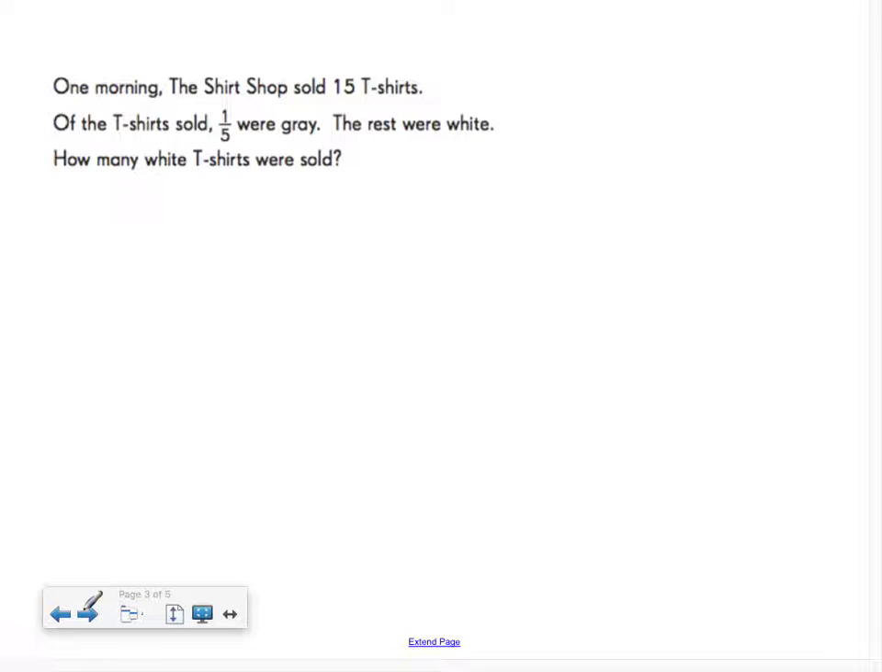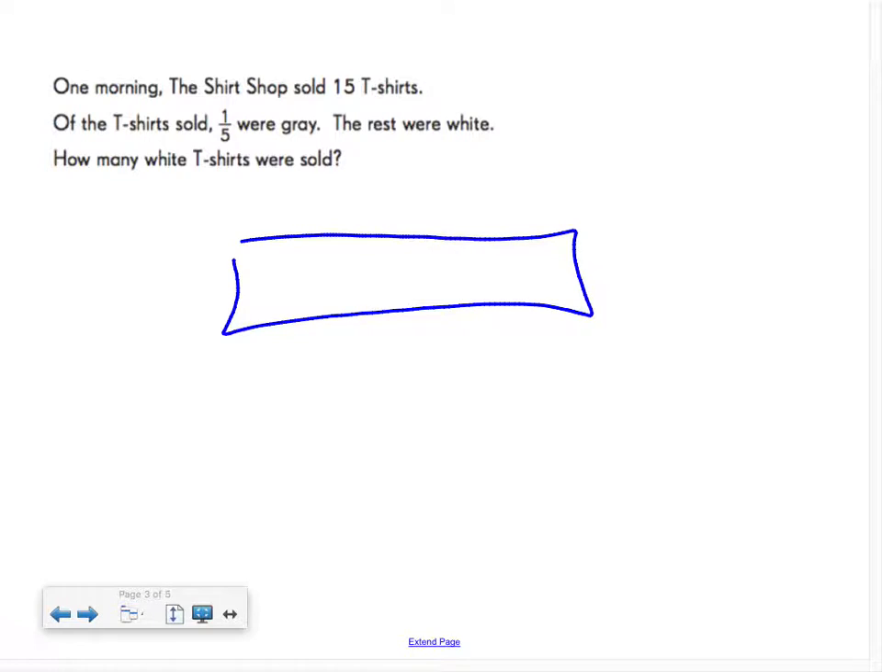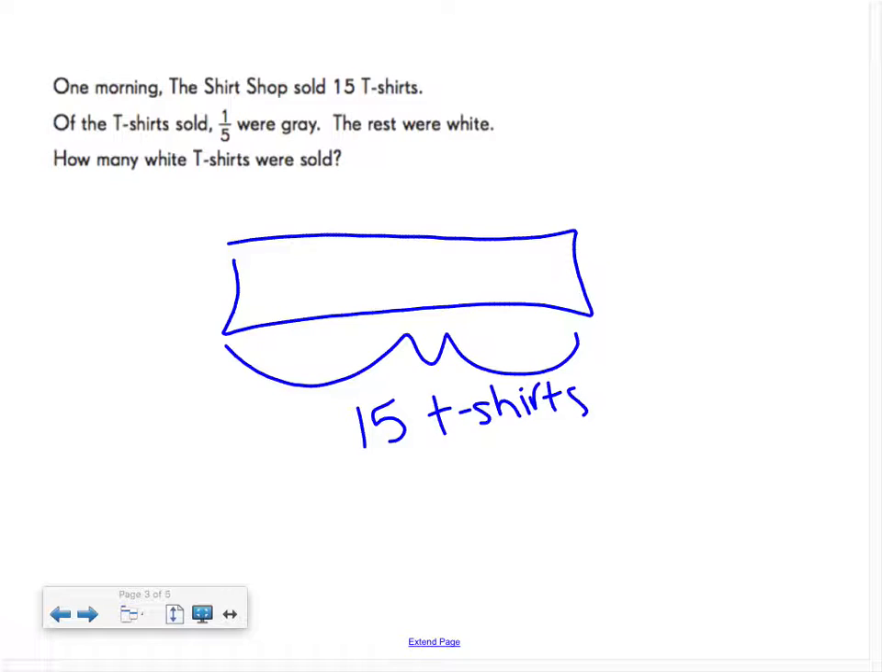One morning, the shirt shop sold 15 t-shirts. There are t-shirts, and there are 15 t-shirts. Okay? Check. Of the t-shirts, 1/5 were gray. So I have to divide this into 5. 1, 2, 3, 4, 5. And 1/5 were gray. Okay?